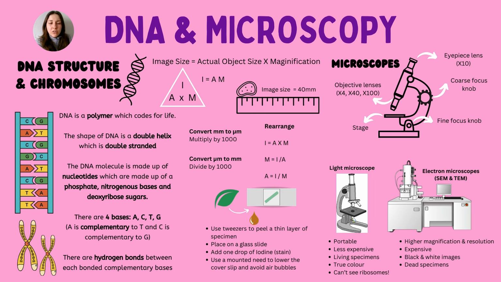However, there are other types of microscopes called electron microscopes, specifically SEM and TEM. These are much more expensive, but have a higher magnification and resolution compared to the light microscopes. They are, as I said, more expensive, but they do produce really clear, strong images as well. The light microscope is portable and less expensive. It allows you to observe living specimens in true color, but you can't see ribosomes. So the higher magnification and resolution of an electron microscope is much more advantageous in this way.